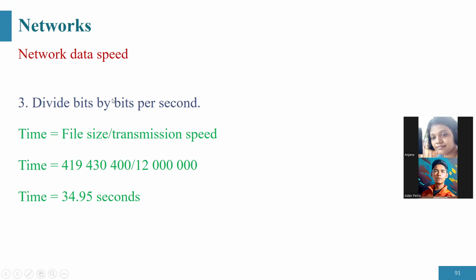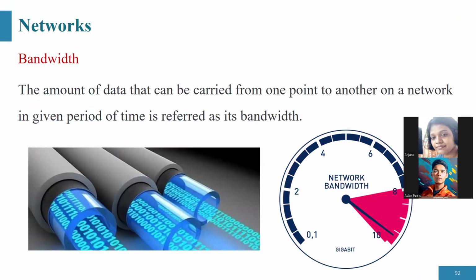When we have to calculate bits per second, time equals file size divided by transmission speed. How can we calculate the time? We take the file size and divide it by the transmission speed, and then we get the answer. So it's very easy. You can go through it again. Don't waste your time, there is a lack of time.